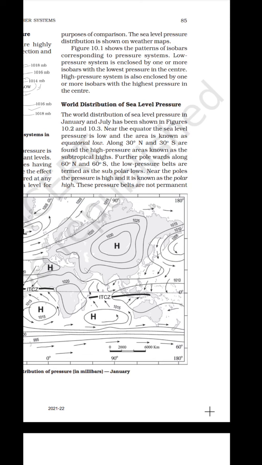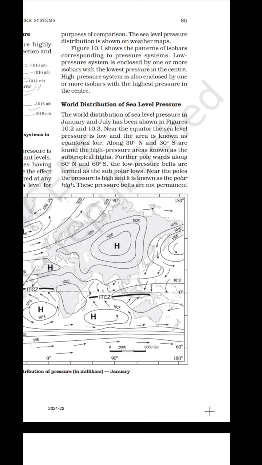Further polewards along 60 degrees north and 60 degrees south, the low pressure belts are termed as the subpolar lows. Near the poles, the pressure is high and it is known as the polar high. Take a look at figure 10.2, distribution of pressure in millibars, January.